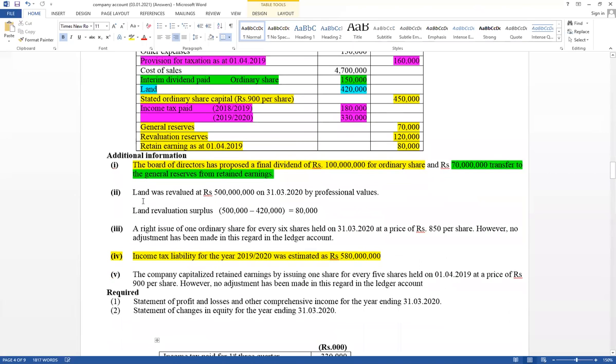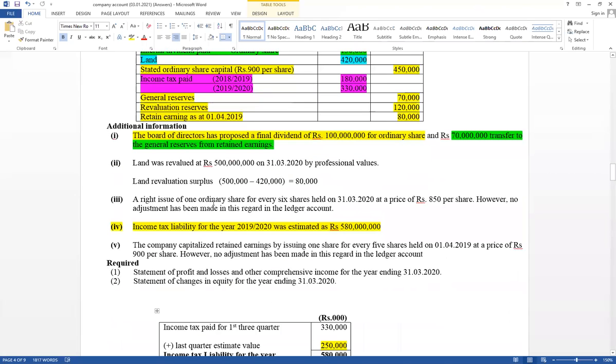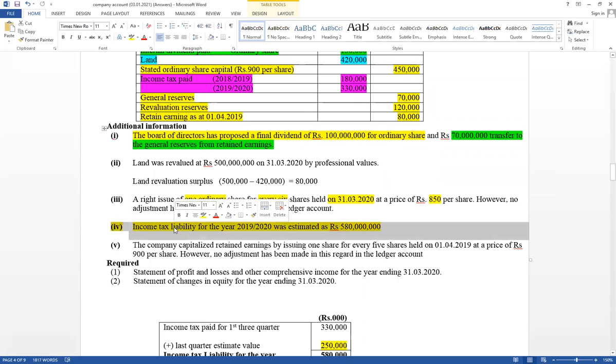Additional third one, it has given a right issue, one ordinary share for every 6 shares. Think about the ratio, at the end of the accounting period. Per share price is given 850. This adjustment cannot be done from the beginning. It should be done after adjusting 5.